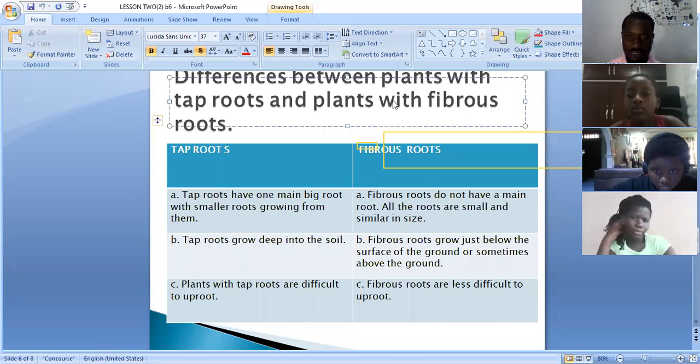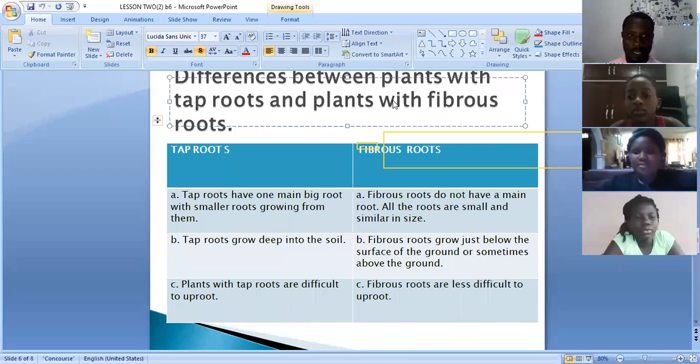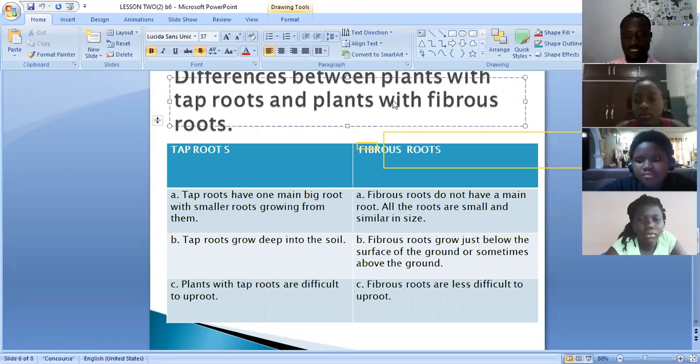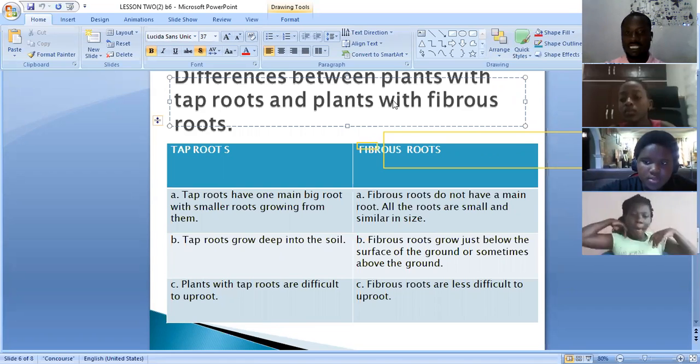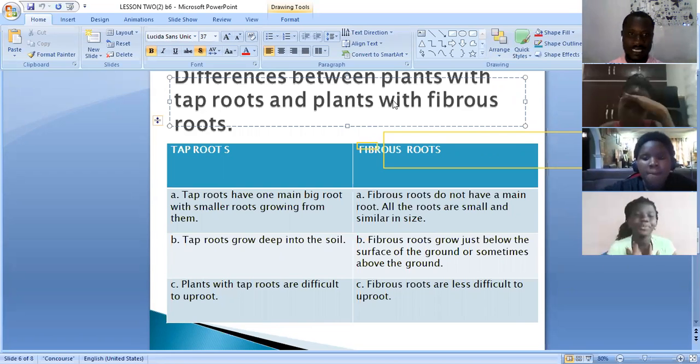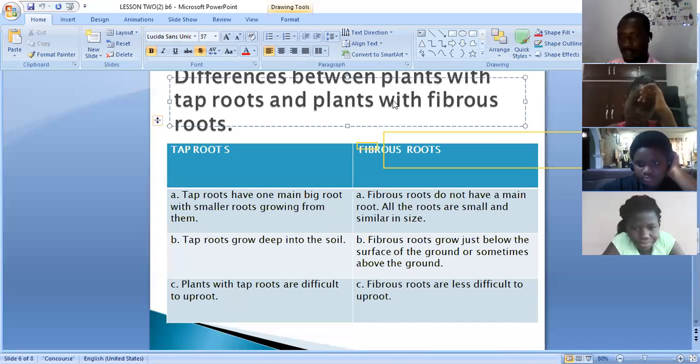The fibrous root doesn't have any of them going deep. The rest are all in parallel. So it means the rest are all moving in parallel, and because they are branched, they tend to support the plant to stand. But when you have a stronger wind, most of the taproots can easily fall off, in the sense that they cannot withstand that strong wind as compared to the fibrous root.